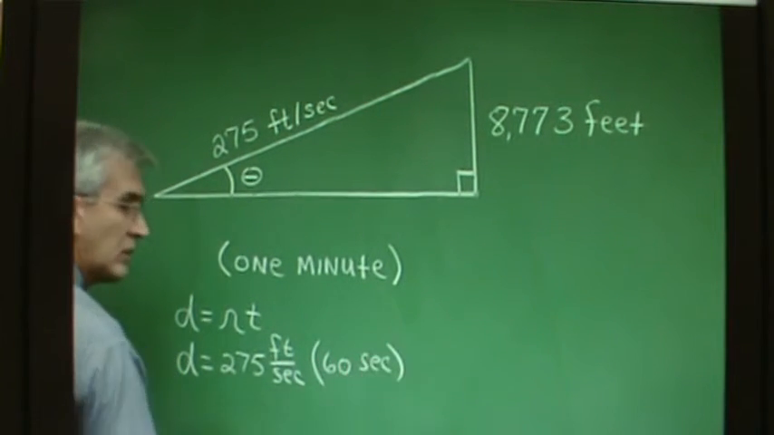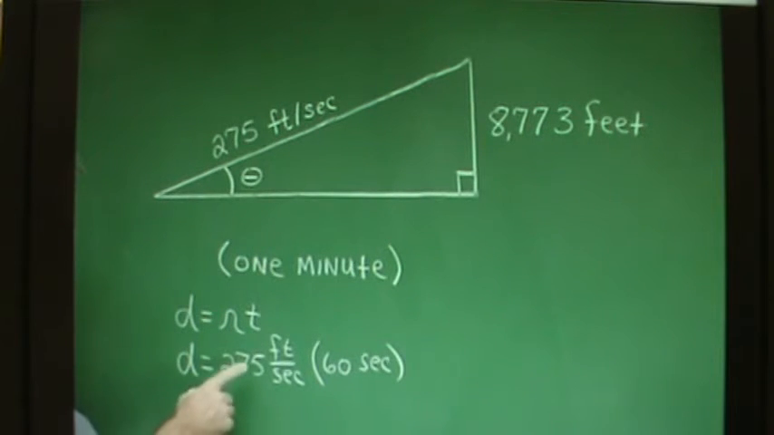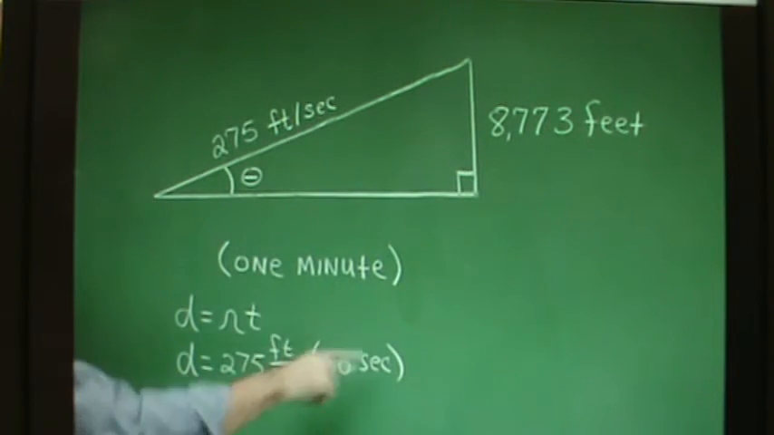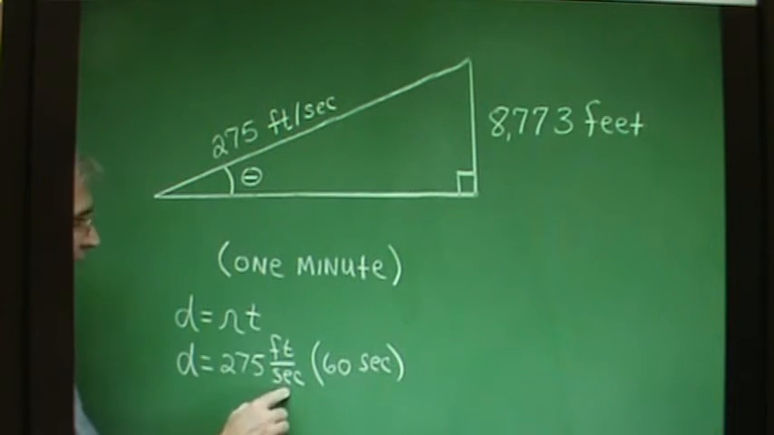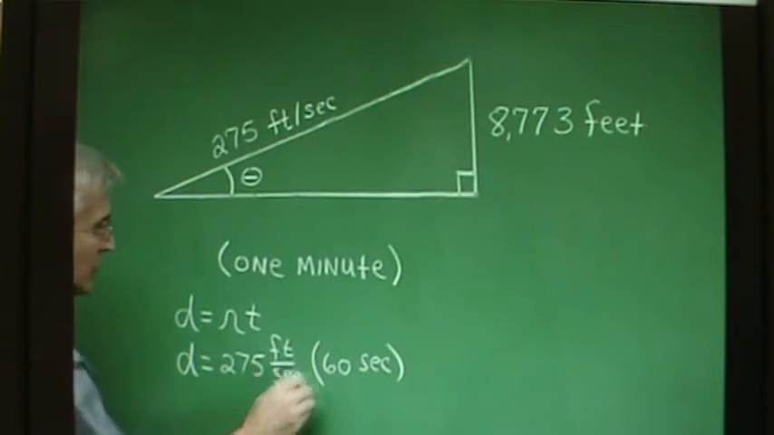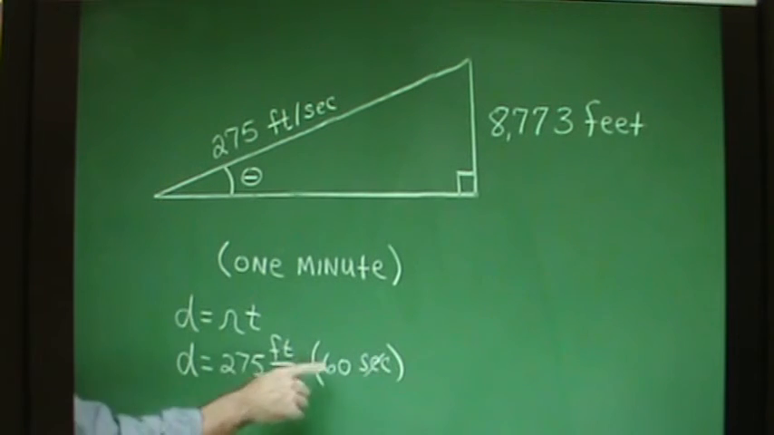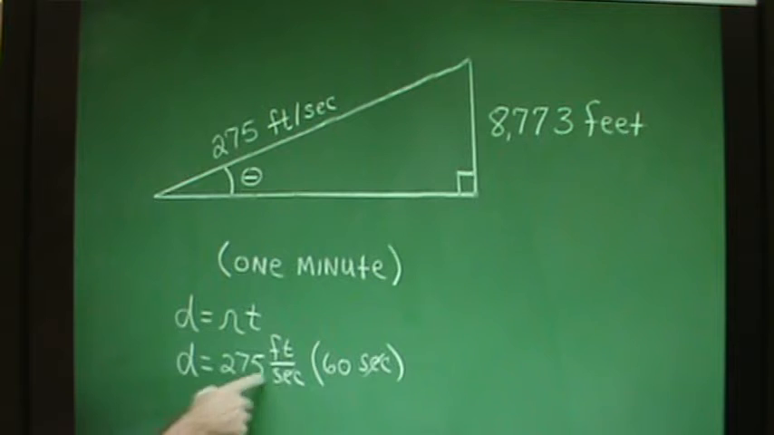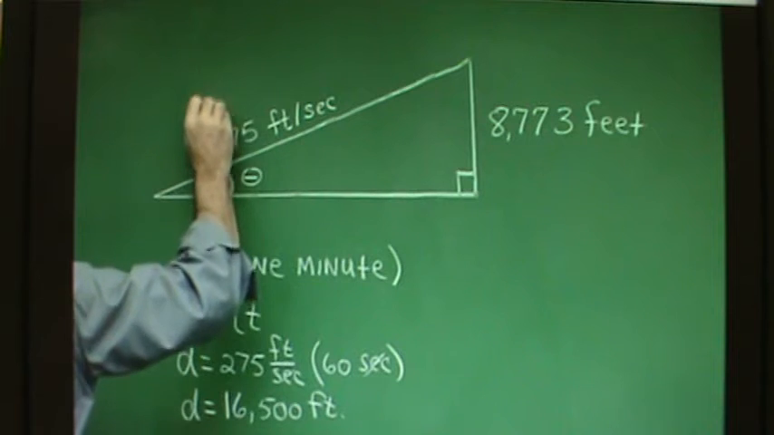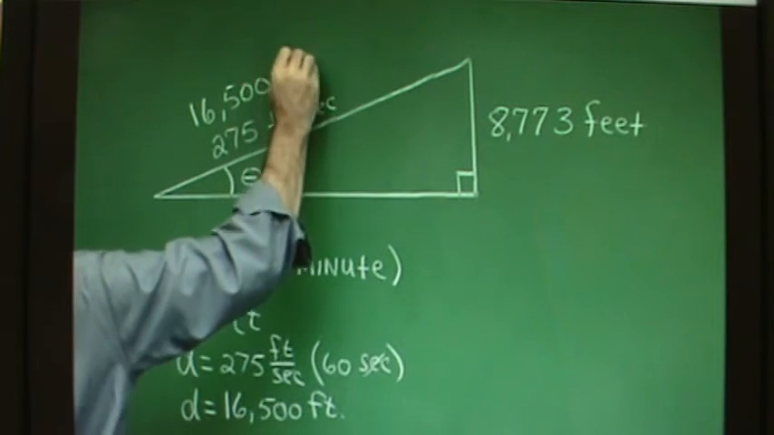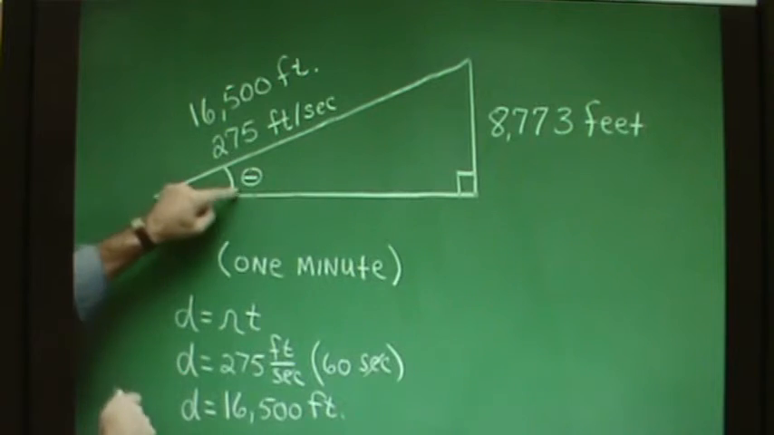Now I'm putting the units here for emphasis because when we use the units within calculations like this, a lot of times we can determine the unit that results from the calculation by just looking at the cancellation opportunities. Here the seconds are canceling, you see, and so our answer is going to be in feet. So we have 275 times 60, and that distance then turns out to be 16,500 feet. So along this side then, we have 16,500 feet, and now we can make the calculation for theta.